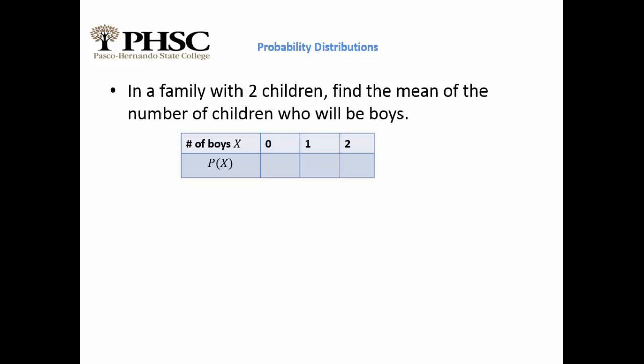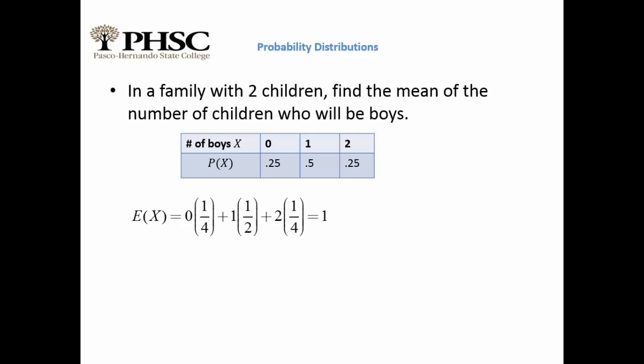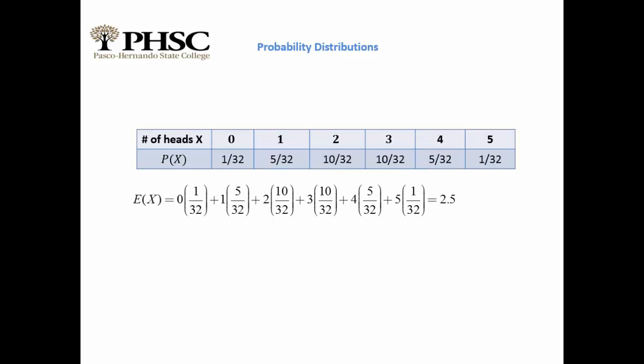So in a family of 2 children, find the mean of the number of children who will be boys. So the first thing is that the possible values would be 0 boys, 1 boy, or 2 boys. So that's the different values that x can take. So now the probability, using a tree diagram, we find out that it's 0.25 for 0 boys, 0.5 for 1 boy, or 0.25 for 2 boys. If we use the formula for the mean, we get that it's 1 boy. So if a family has 2 children, then the expectation is that one of those children will be a boy.